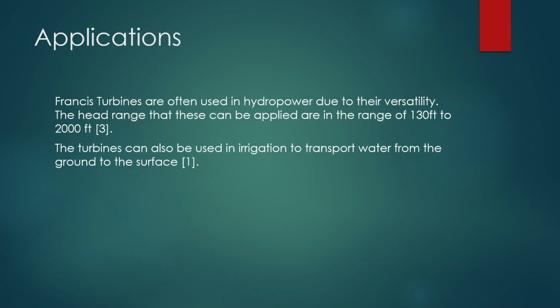Applications: it's used in hydropower due to its versatility, and it's about a medium head range. So it can be applied in a range of 130 feet to 2,000 feet. So it's about 60 meters to, what is that, 600 meters? The turbines can also be used in irrigation to transport water from the ground to the surface. You could basically hook it up to a generator, put in water, and then change it from a turbine that intakes water to a pump that then intakes water and pumps it out. You just reverse it. Instead of it taking energy from water, it puts energy into the water.